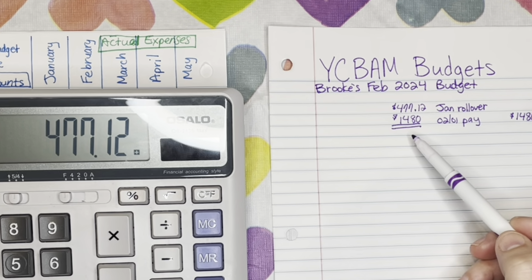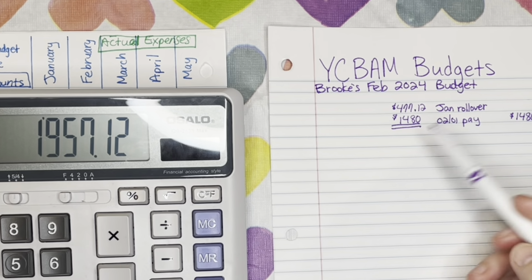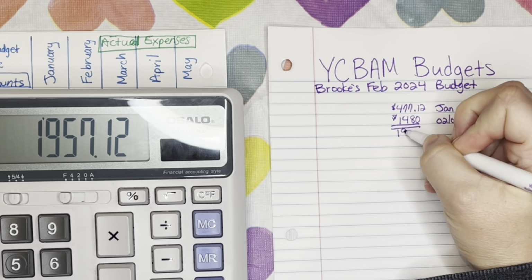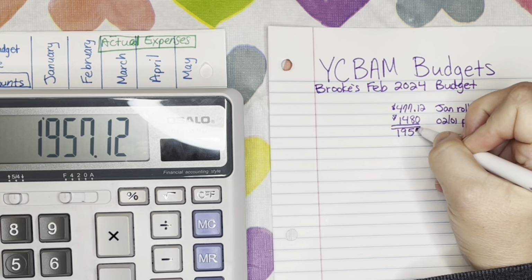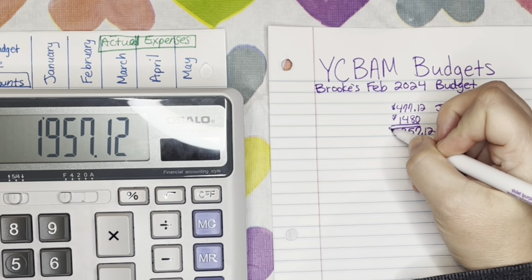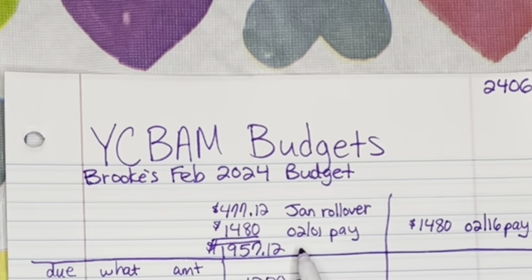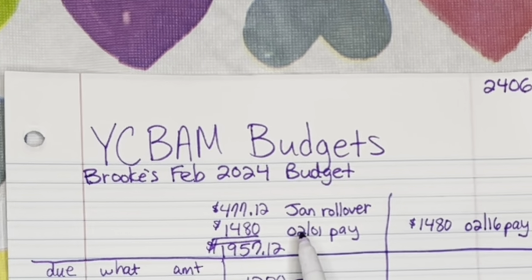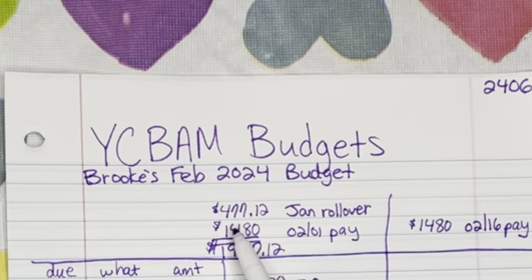$477.12 plus $1,480. That total is going to be $1,957.12. At the beginning of the month, she gets paid on the 1st, and her January rollover is available at that same date, so she put these together for this month.